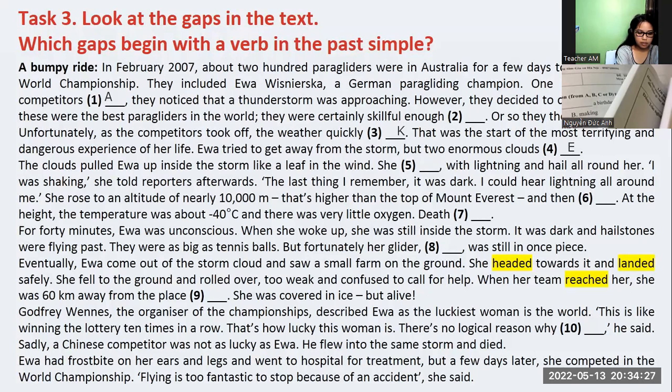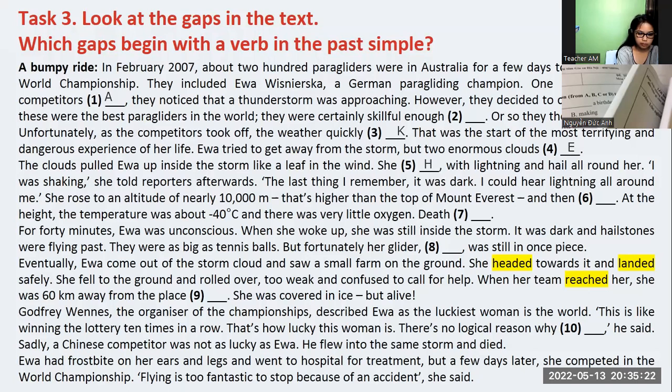That was the start of the most terrifying and dangerous experience of her life. Eva tried to get away from the storm, but too immense was the cloud. The cloud came together and trapped her. The cloud pulled Eva up inside the storm, with lightning and hail all around her.